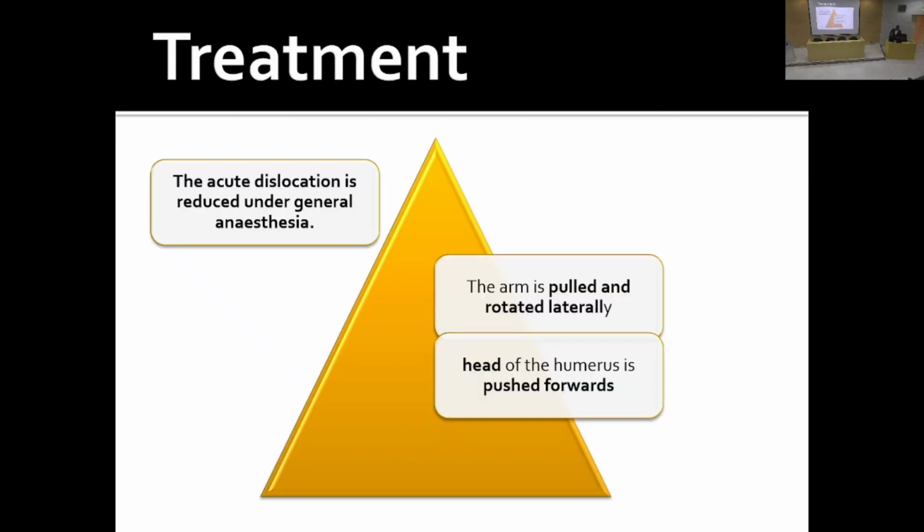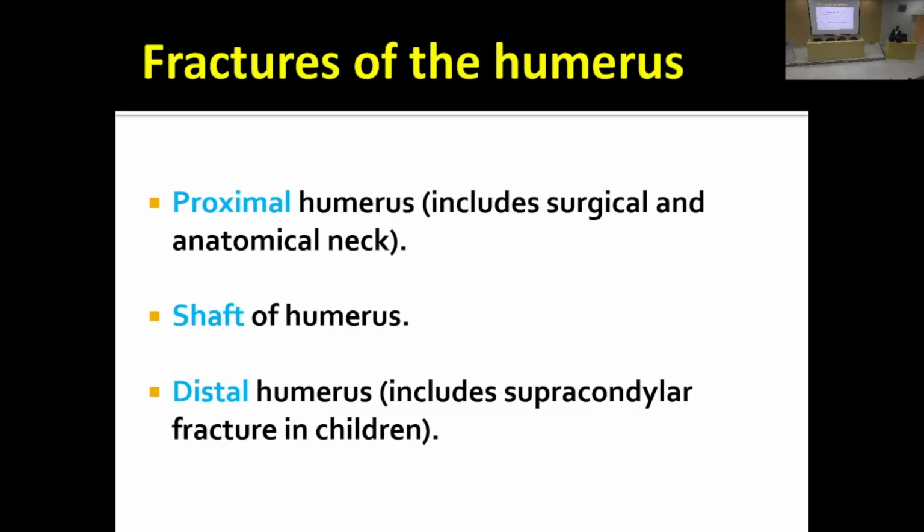Treatment: the acute dislocation is reduced under general anesthesia. The arm is pulled and rotated laterally. The head of the humerus is pushed forward. Okay, this is one of the things, the technique, it's not just talk.